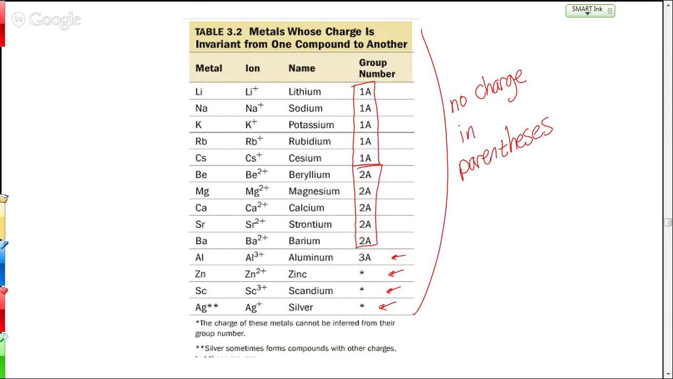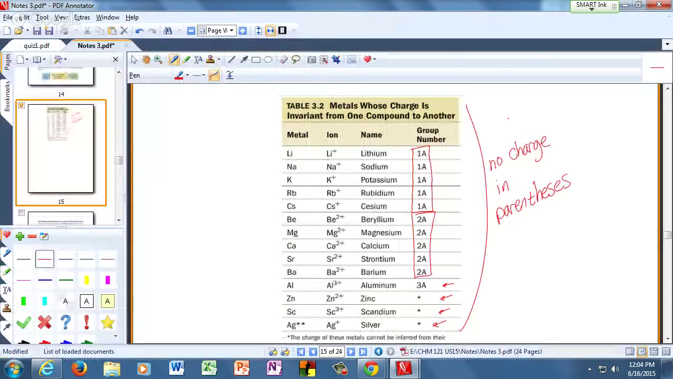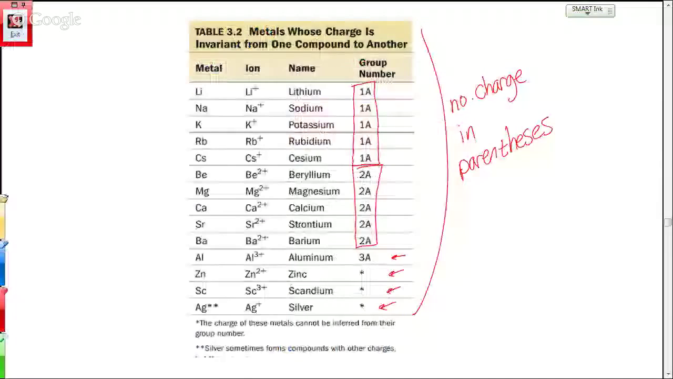Okay. You can do that? Maybe? All right. Let's look at the next type of ions. Whoops, I didn't mean to do that. There we go.